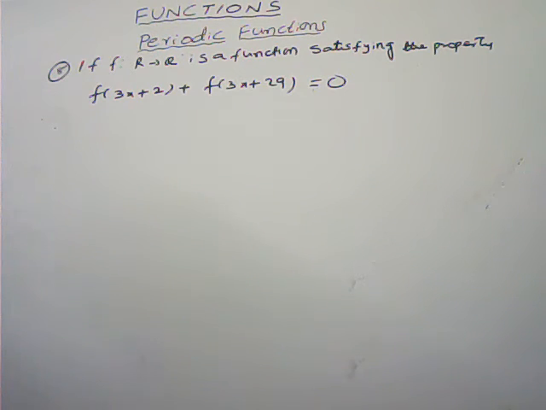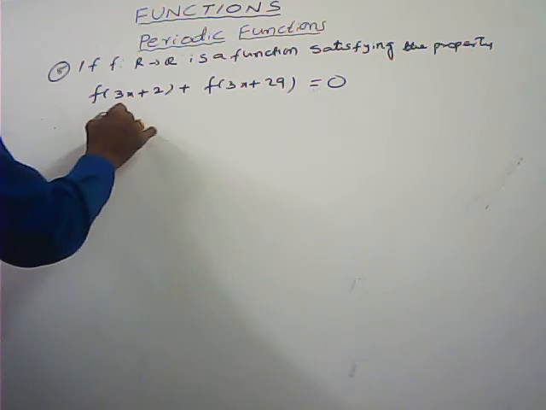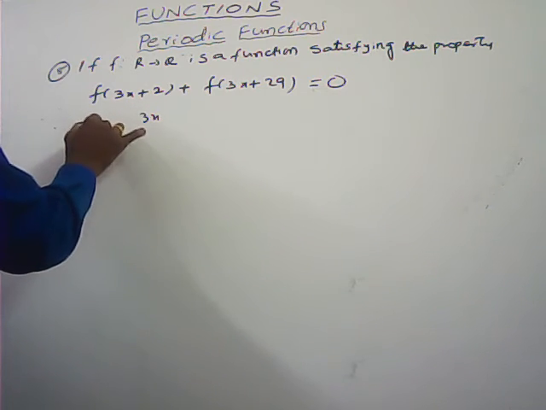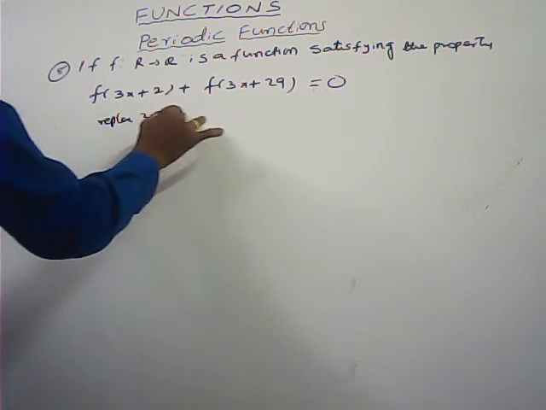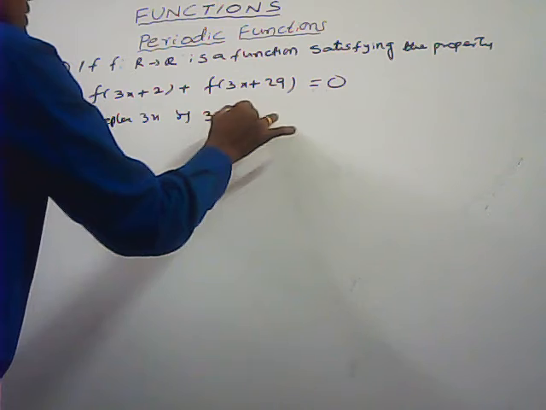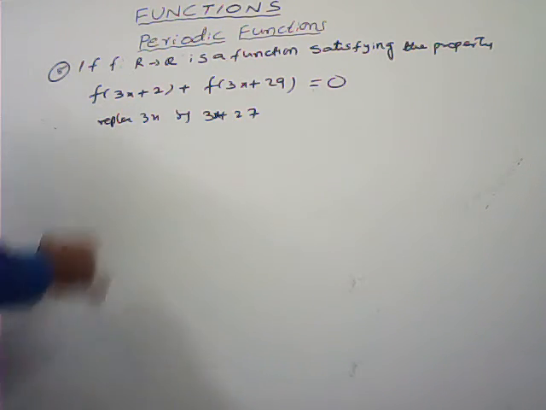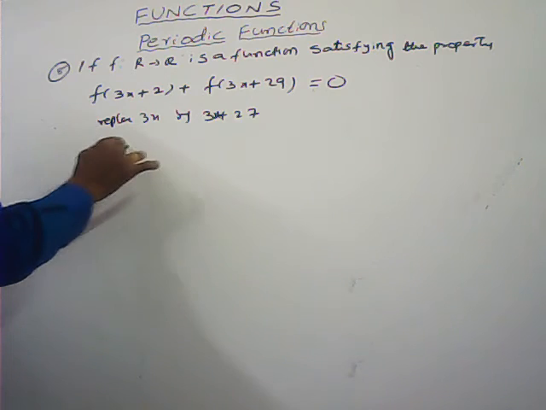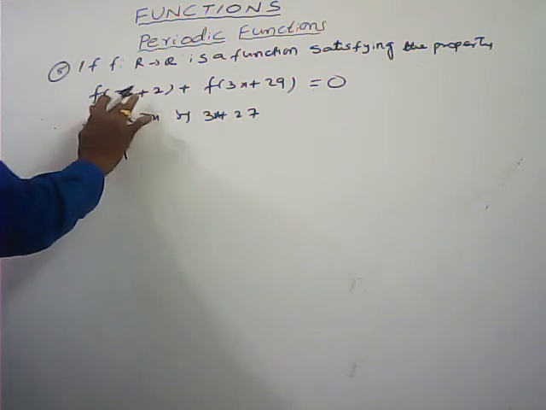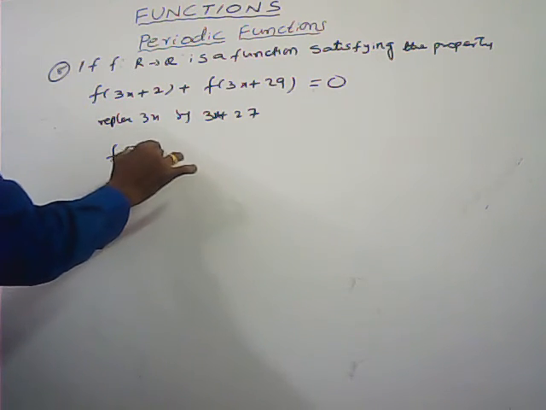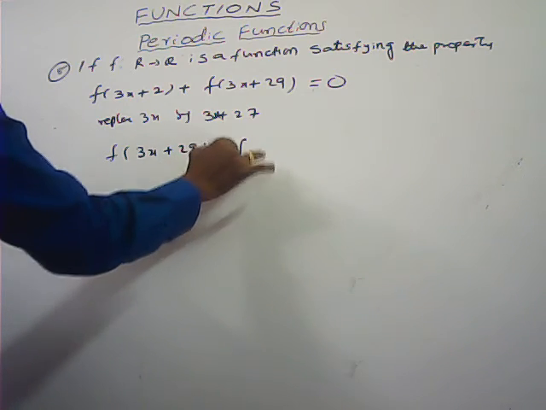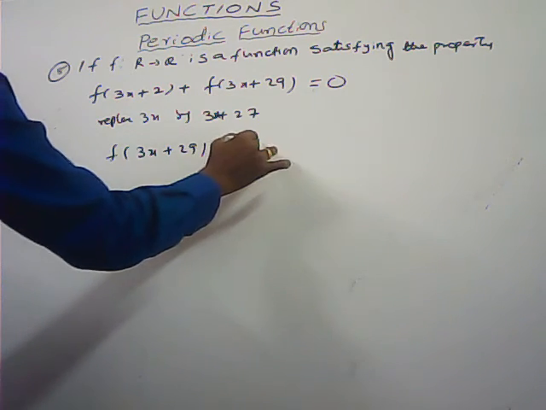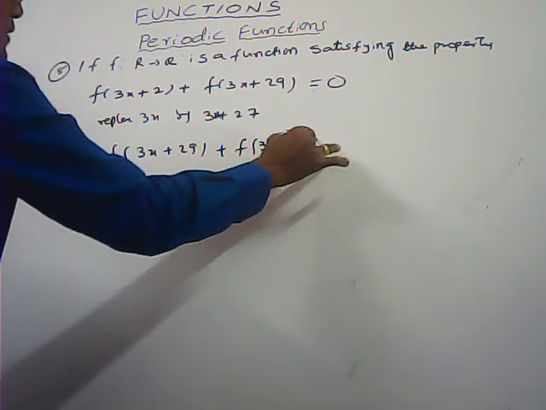Next one more. f of 3x plus 2 plus f of 3x plus 29 is equal to 0. Here I am replacing 3x by 3x plus 27. Now we can get 3x plus 29. Then we can simplify also that one. In the place of 3x you can write 3x plus 27 plus 2, 3x plus 29, plus f of, in the place of 3x you can write 3x plus 27 plus 29.